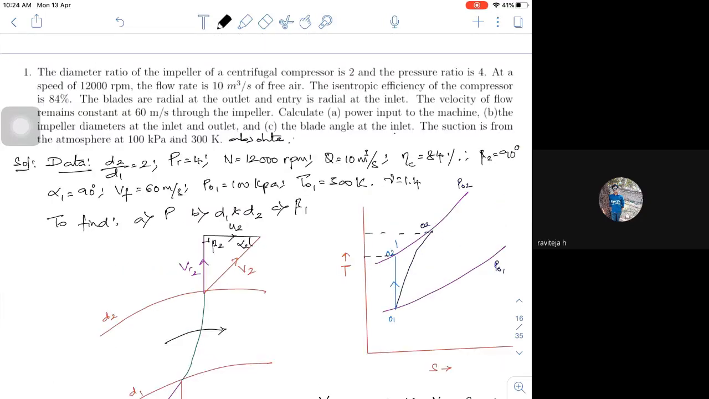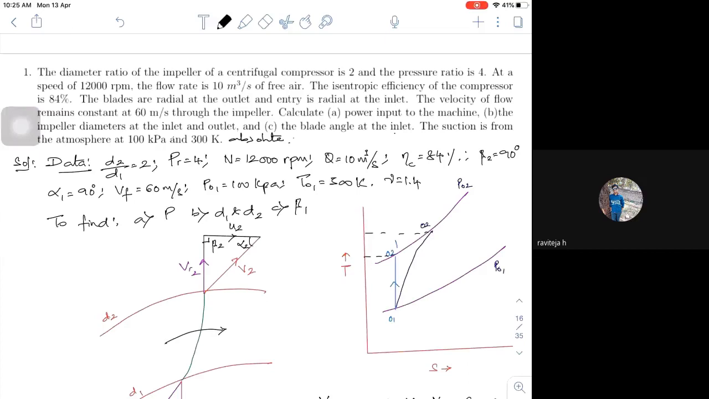The one assumption we have made in the numerical is that the entry is radial at the inlet, so alpha 1 is equal to 90 degrees. Suppose the entry of the fluid at the inlet is not radial, then my VW1 is not 0. Then we have to take the corresponding VW1, which will have some value. For that, there will be a value of alpha, which will be less than 90 degrees. That is the second case.